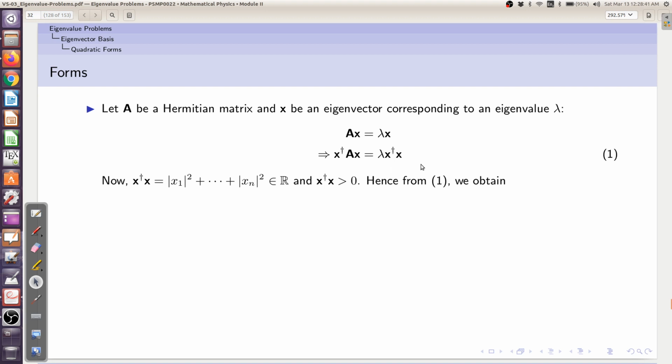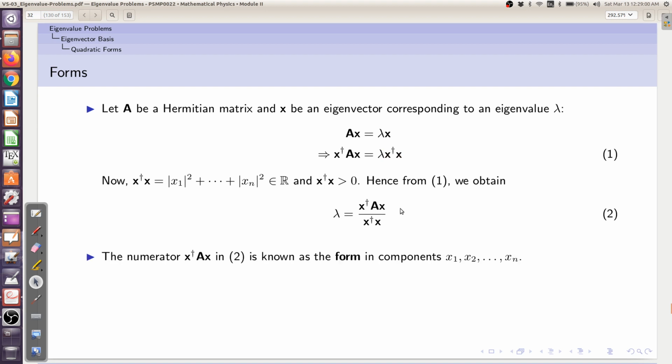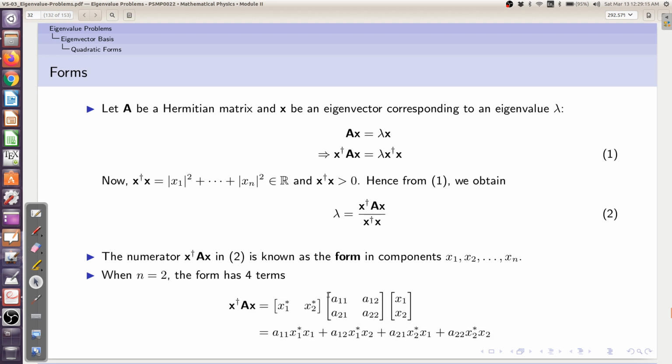And this x dagger x will always be greater than 0. So hence from equation number 1 we obtain that, if I take this onto the other side, because this is just going to be a number, lambda will be equal to x dagger Ax divided by x dagger x. This quantity in the numerator is known as the form. The numerator in equation number 2 is known as the form in the components x1, x2, and so on. When n is equal to 2, if it's a 2 cross 2 matrix, then this form has got 4 terms. You can verify this for yourself.